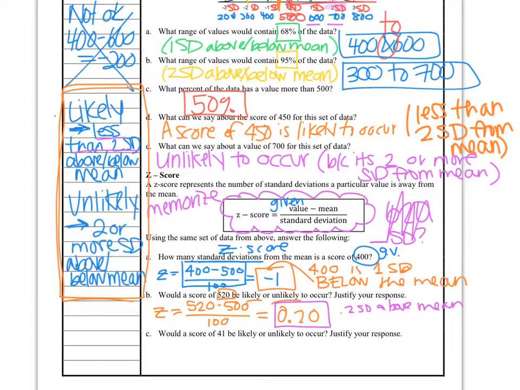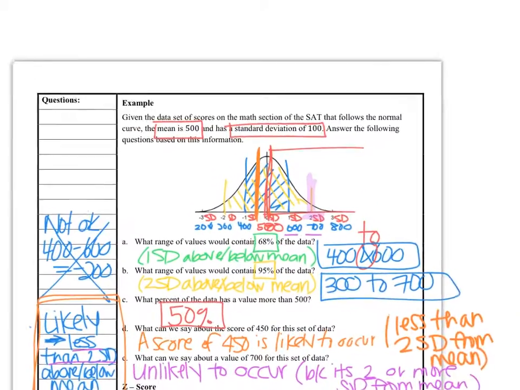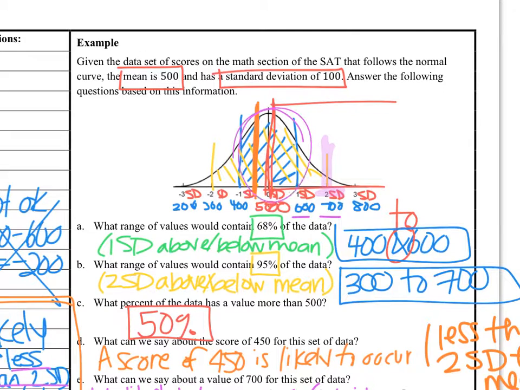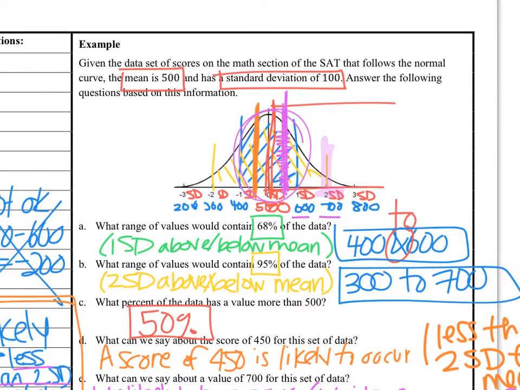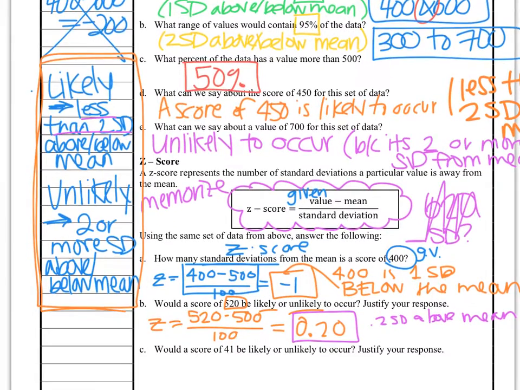And again, a way to see that is by looking. There's lots of data very close to the mean. We're sitting less than 1 standard deviation away right here. There's lots of data points in this space, which means it's likely to occur. It's going to happen more often than not. So this we would say likely. When it says justify your response, all that means is show your math. Okay, justify means show math.